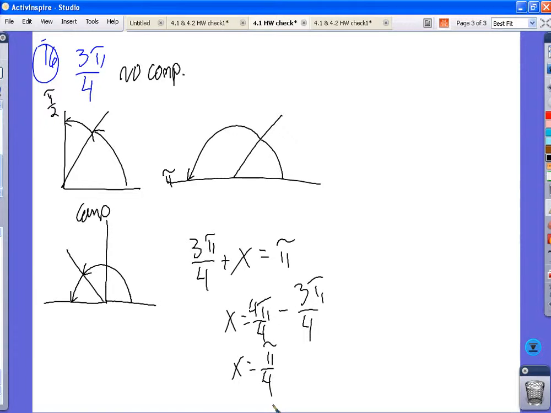Just need to find two angles that add up to make first pi over 2 and then pi. If you're in degrees, 90 and 180. The hardest part about that is maybe common denominators.